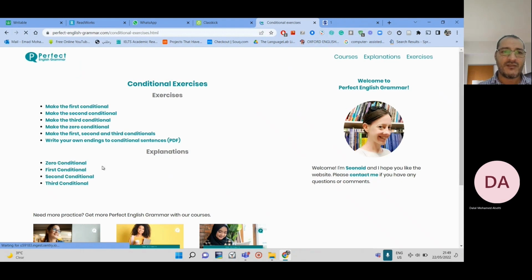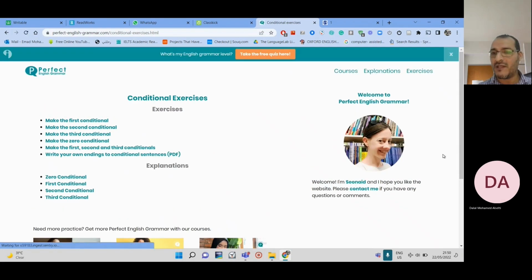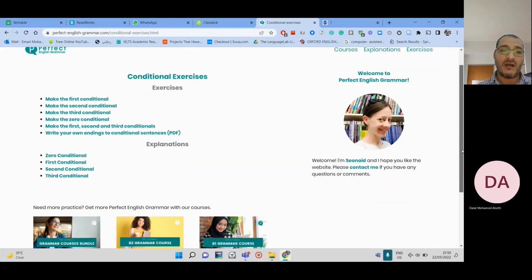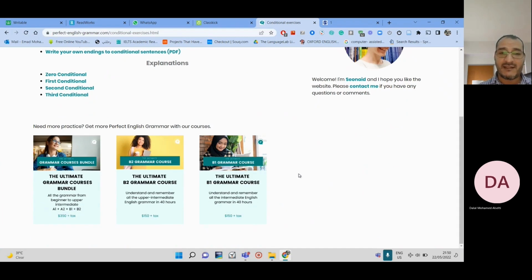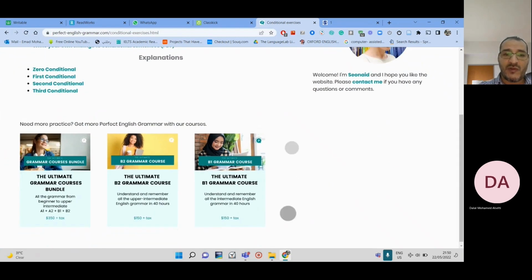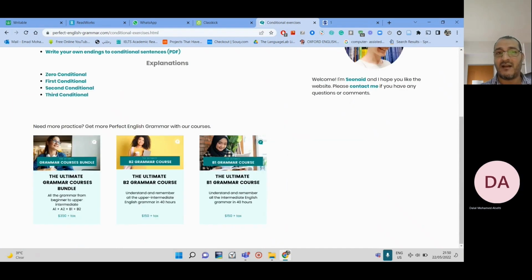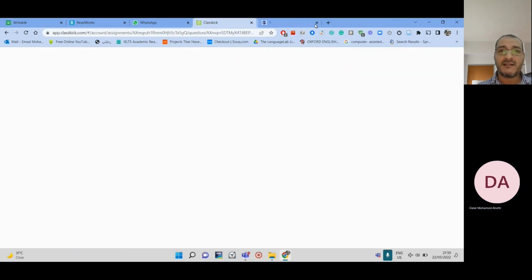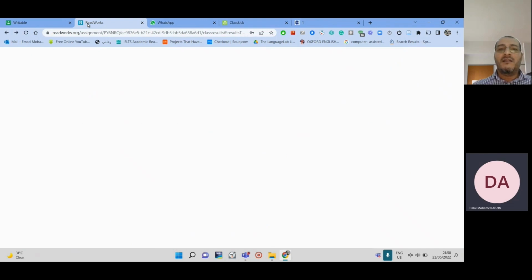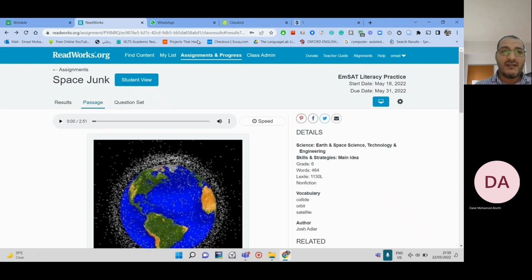You have a lot of exercises. You have different levels: first conditional, second, third, zero, a mix of all, and you have exercises in PDF as well. And this is the author, by the way. Some are for free, and if you want an intensive course, you have to pay. This is basically grammar. Nobody gets only a grammar course actually. Grammar is not all the skills of the language. Grammar is just a component of language learning.